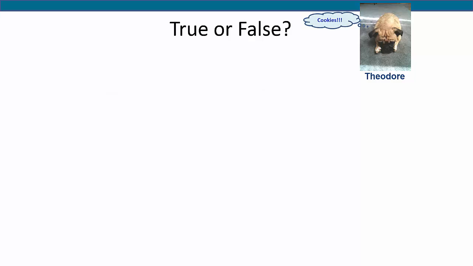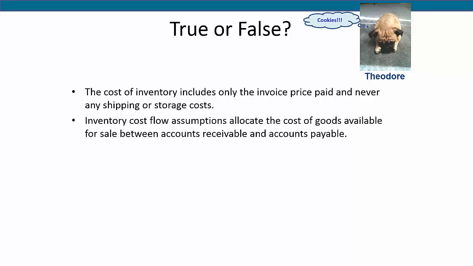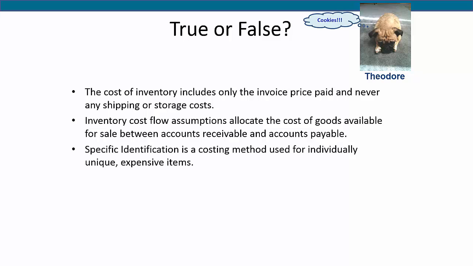So it's time for a quick break, but before you go, see if you can answer these 5 questions. The cost of inventory includes only the invoice price paid and never any shipping or storage costs. Inventory cost flow assumptions allocate the cost of goods available for sale between accounts receivable and accounts payable. Specific identification is a costing method used for individually unique and expensive items.